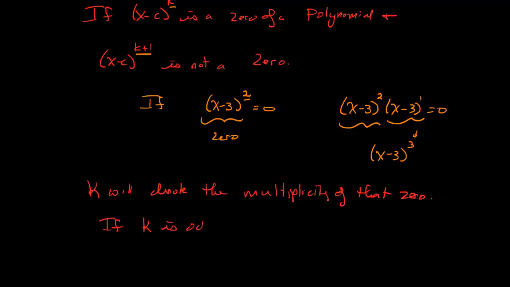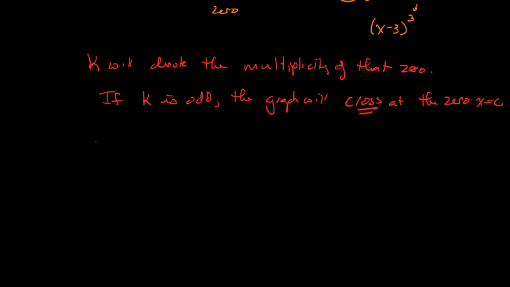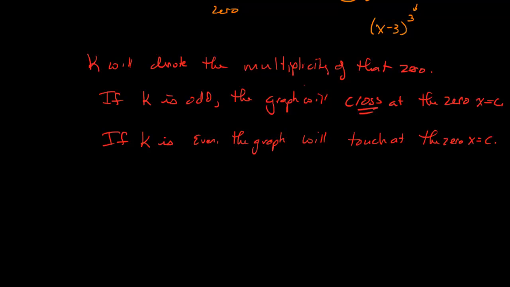If k is odd, the graph will cross at the 0. And normally they say the 0 at x equals c, so I guess I could include that. For example here, we would solve and get x equals c. And if k is even, the graph will touch at the 0, x equals c. So we want to recognize that if k, the multiplicity, is odd, the graph will cross. If k is even, the graph will simply touch at that 0.